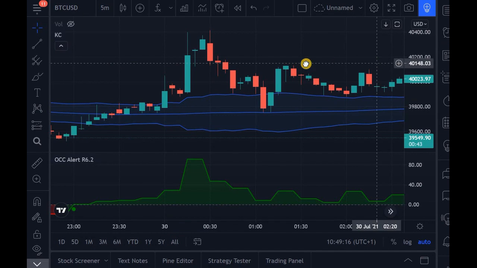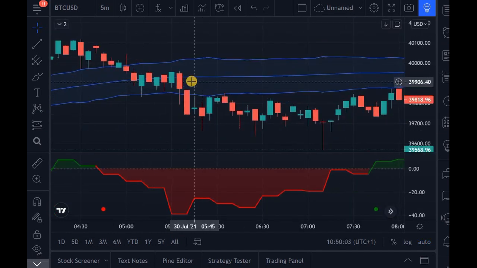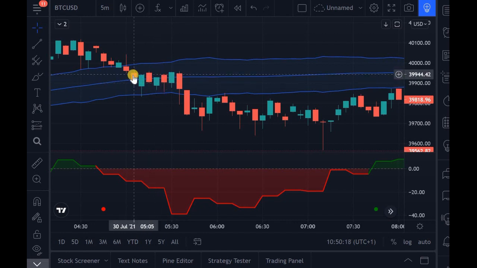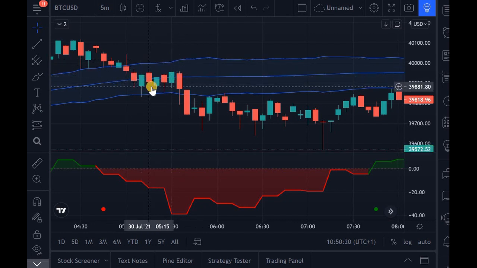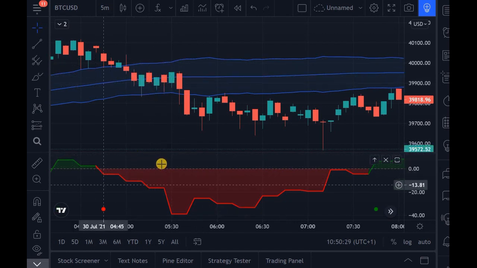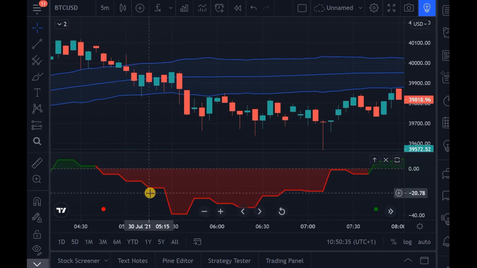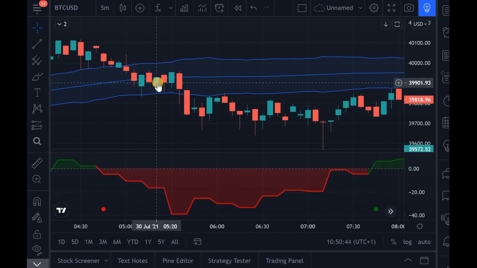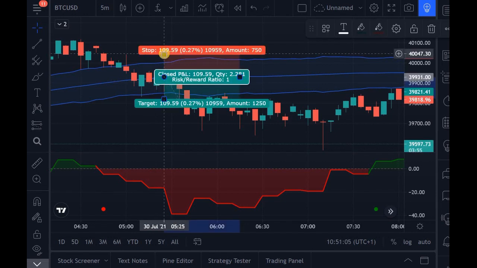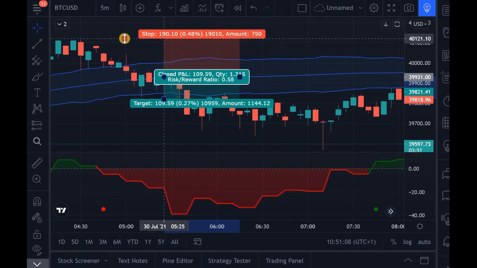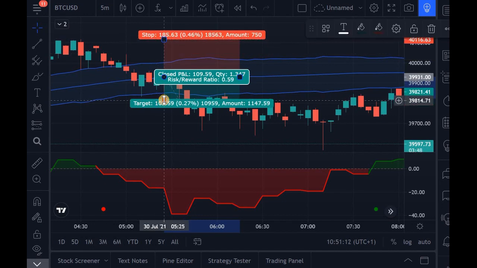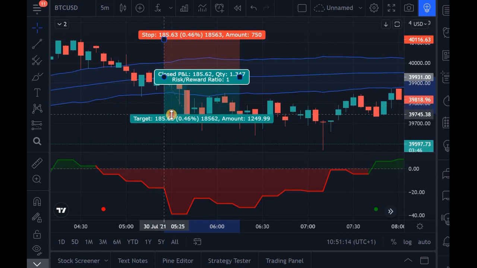Let's scroll forward. This is another example, and we are going to be entering a short position. You can see clearly that the price is within the Keltner channel and the OCC is giving us a red signal, which indicates a downtrend. I will enter my trade at this section with a 1-to-1 risk to reward ratio. My stop loss would be at the previous candlestick high right here, and my take profit would be at a 1-to-1 risk to reward ratio.